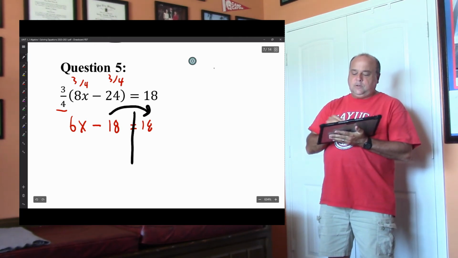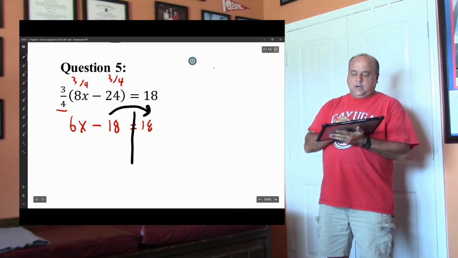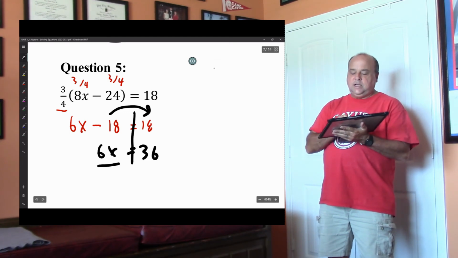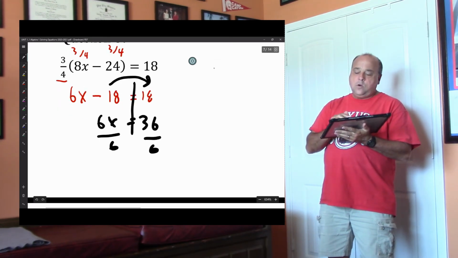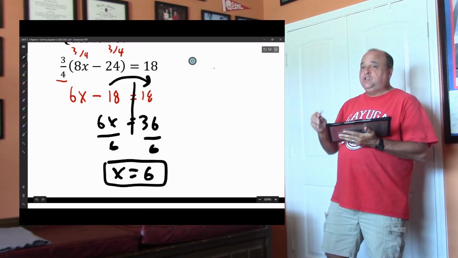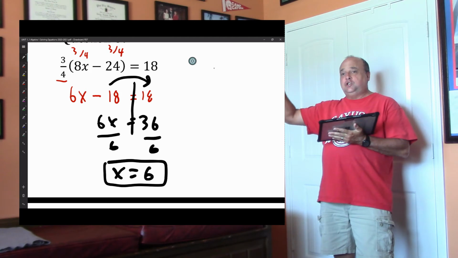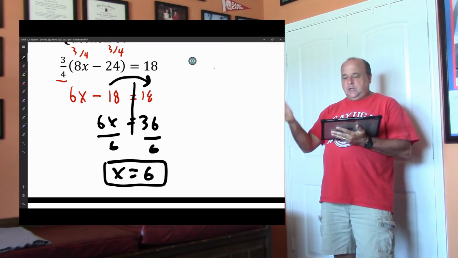And then distribute the 18 across. So we're going to get 6x equals 36. Divide both sides by 6. Wow. And you'll get x equals 6. So if you have a fraction out here, you just distribute the fraction and then work it out.